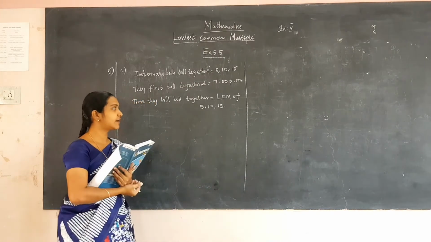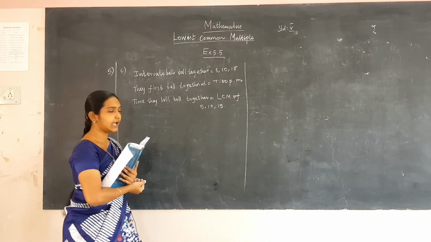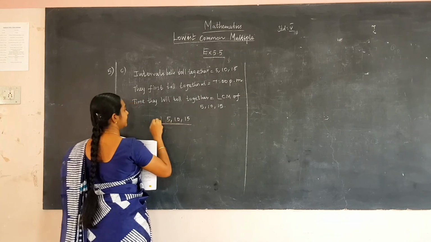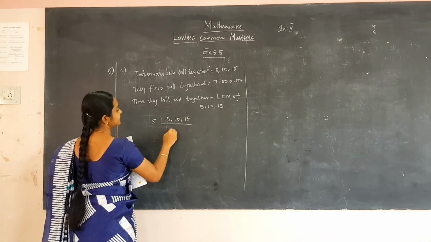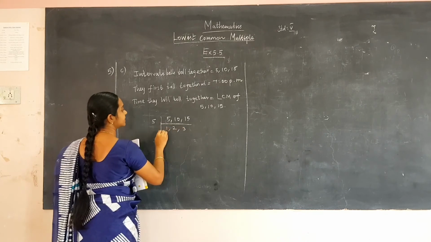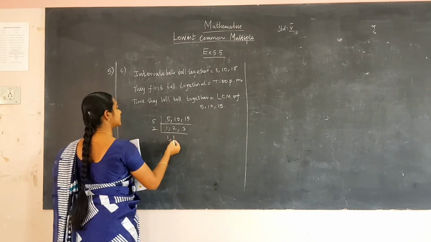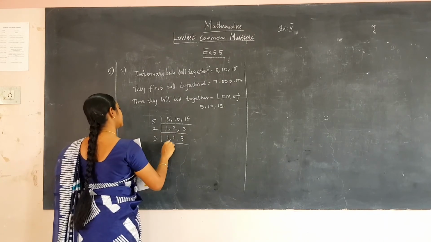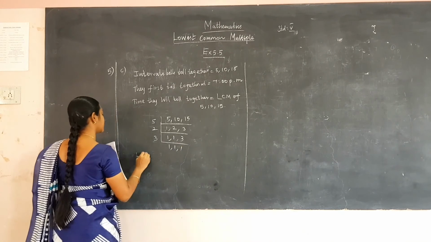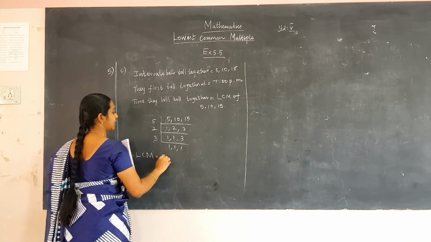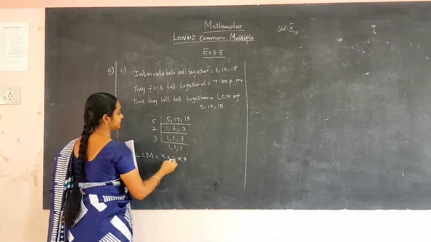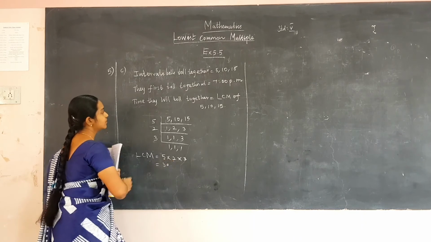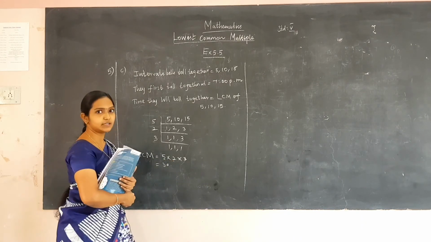For that we have to find the LCM of 5, 10 and 15. Divided with 5, 1 5 is 5, 2 5s are 10, 3 5s are 15. Now divided with 2, 1 into 2 is 2, keep 3 as it is. Now divided with 3, 1 comma 1 comma 1. So the LCM is equal to 5 into 2 into 3. 5 into 2 is 10, 10 into 3 is 30. So they will toll together after 30 minutes.